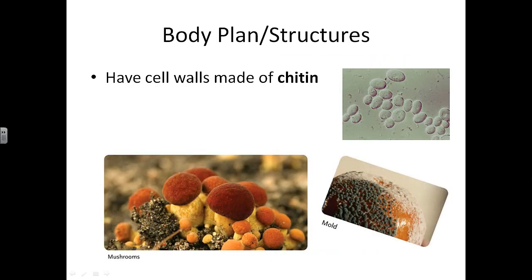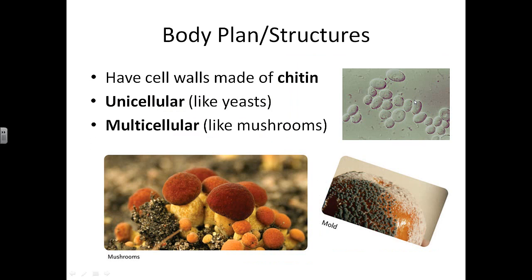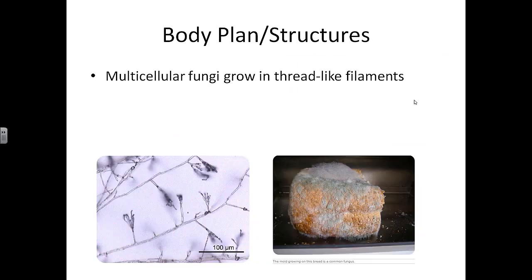Crazy. The body plan of fungi: they have cell walls, and the material that makes up their cell walls is called chitin, whereas in plants, it's cellulose. Some are unicellular like yeast, the picture to the right here, but most of them are multicellular like mushrooms and molds. Multicellular fungi are made out of thin filaments, and those filaments that I mentioned before are called hyphae.